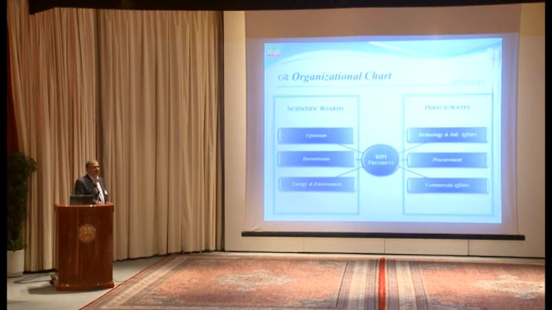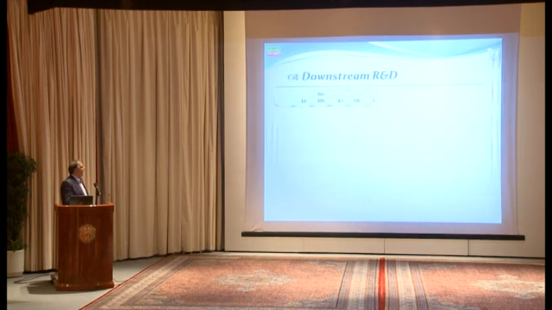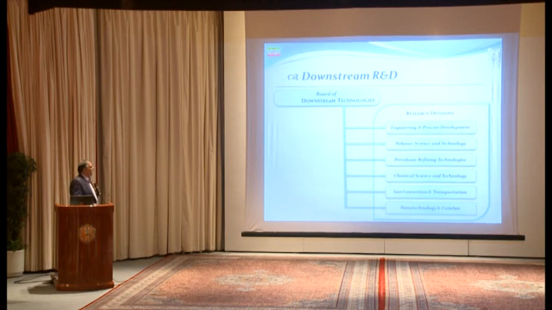This is the organization chart of RIPI, Research Institute of Petroleum Industry: upstream, downstream, energy and environmental, and directories including technology, international affairs, procurement, and commercial affairs. In each faculty, we have different divisions.